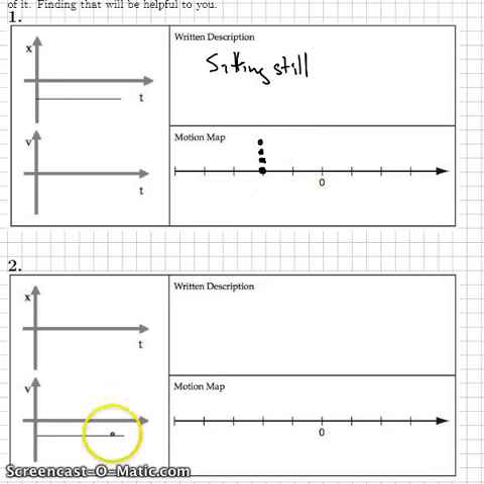Okay, second one. Now we have the same looking graph, but it's a velocity graph this time instead of a position graph. So since the velocity value is the slope of the position graph, what we see here is a negative constant velocity, which means we should have a negative constant slope on the position graph. So this graph could do that, this graph could do that, that graph could do that.